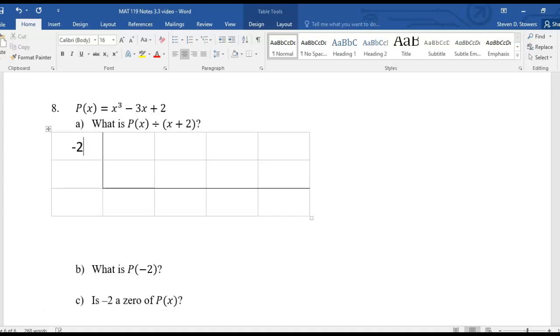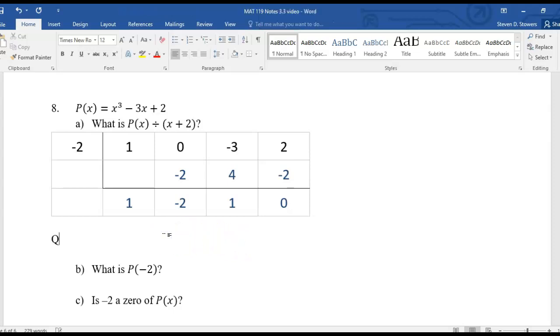I'm putting -2 out in front. I'm putting 1 and a 0 for the missing x squared term, and a -3 and a 2. Now bring down the 1. -2 times 1 is -2. 0 plus -2 is -2. -2 times -2 is +4. -3 plus 4 is 1. -2 times 1 is -2. 2 plus -2 is 0.